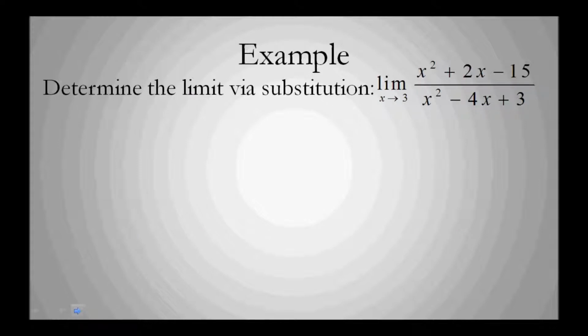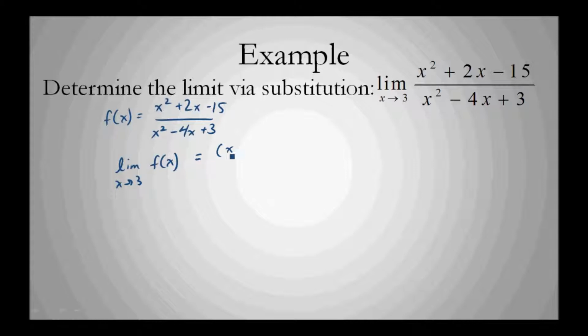So an example. Determine the limit via substitution. So we're finding the limit of the function here. The function we'll call f of x is equal to x squared plus 2x minus 15 over x squared minus 4x plus 3. So, the limit of f of x as x approaches 3 is equal to, how are we going to do this? Well, if we simply substitute 3 in for all the x's, we'll find that we don't get a good result. We'll get 0 over 0, and that's indeterminate, and we cannot use that.